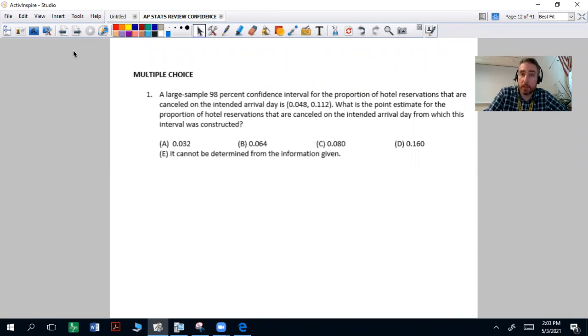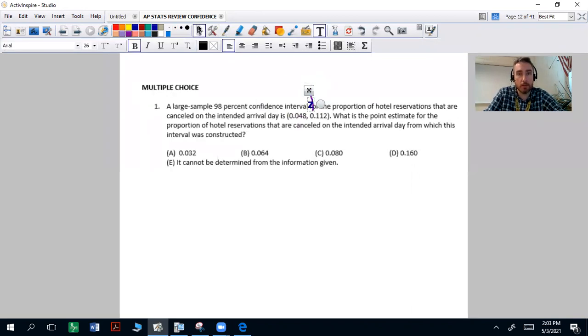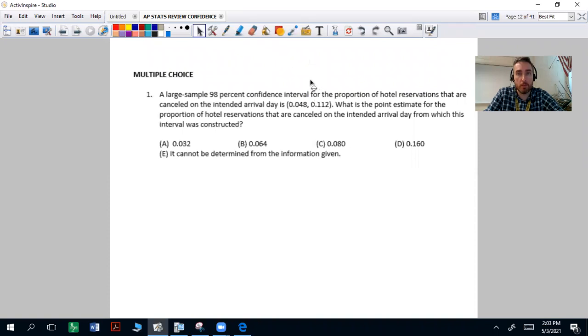Point estimate is the sample proportion in this case. So right in the middle is going to be whatever your sample proportion is going to be. To get that, we have the lower end and the higher end. Just take your lower end and your higher end and get the average of those two. That number will be in the center.